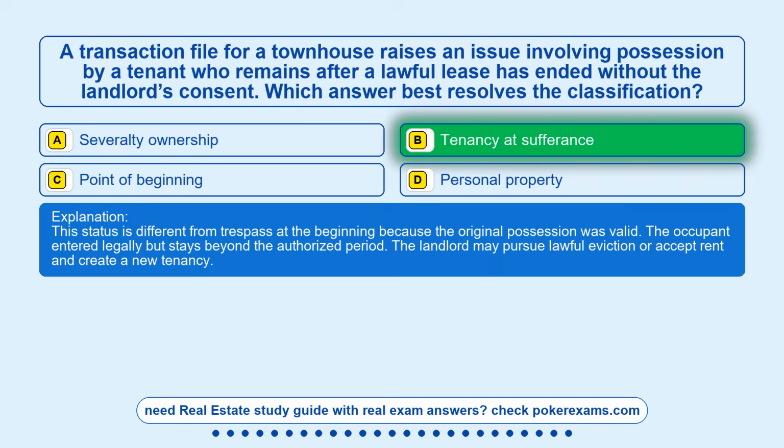This status is different from trespass at the beginning because the original possession was valid. The occupant entered legally but stays beyond the authorized period. The landlord may pursue lawful eviction or accept rent and create a new tenancy.